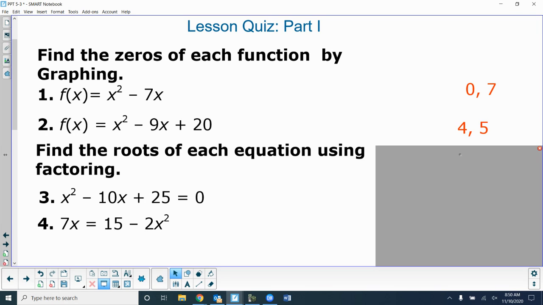What's the answer? 4, 5? You did get 4, 5? Yeah. Anybody have issues? We're learning. I don't know how to, like, what to put in. X squared minus 9x plus 20. Right there. Where is it? Right there. X, hit the squared button.